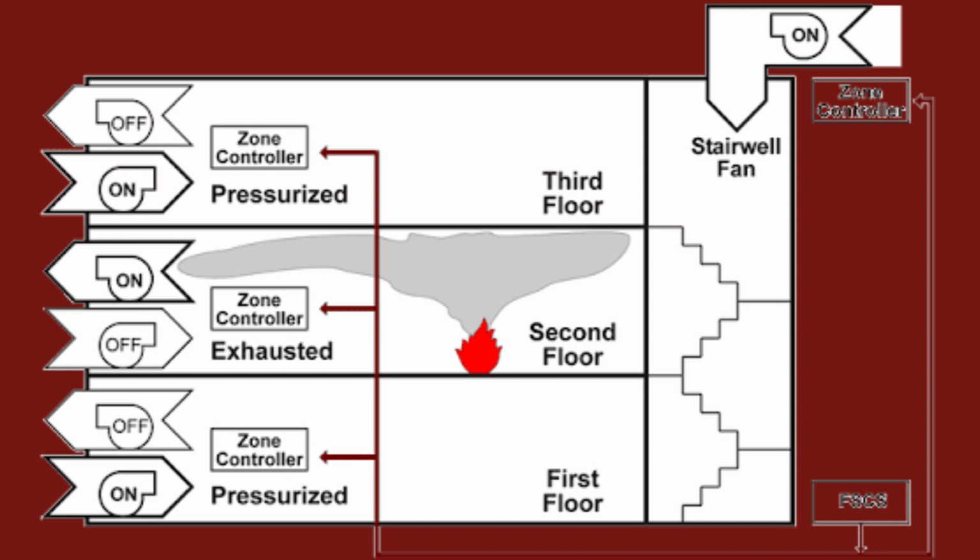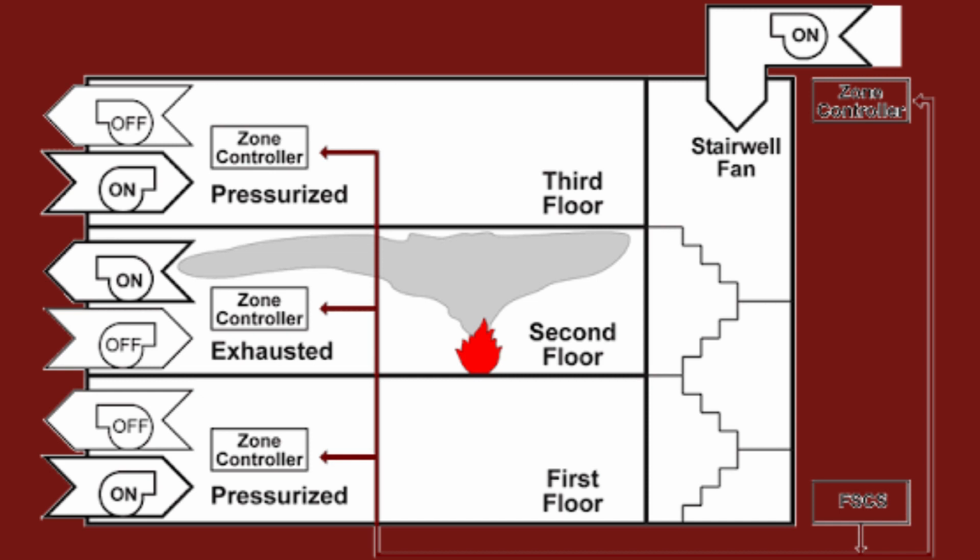6. Detection and control integration. Smoke control systems often integrate with fire detection and alarm systems to ensure timely activation. Upon detection of smoke, these integrated systems can automatically manage ventilation, pressurization, and compartmentation to control smoke spread.